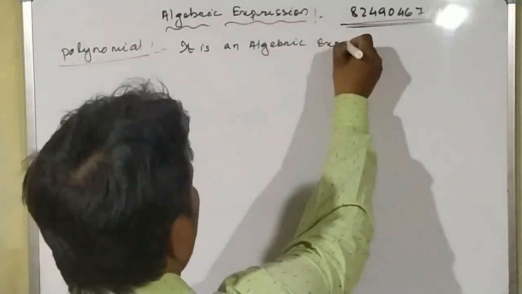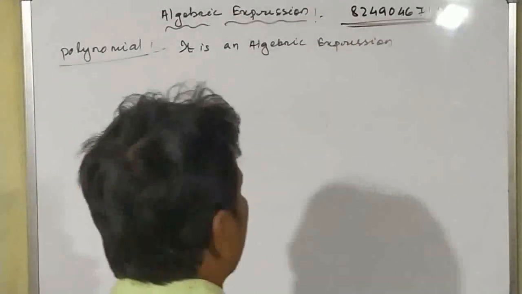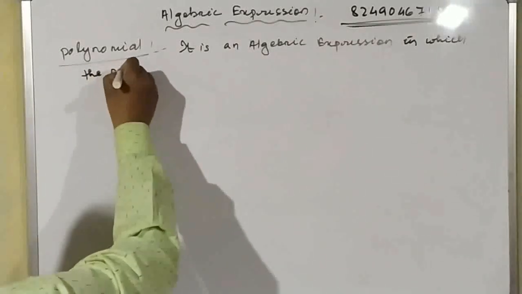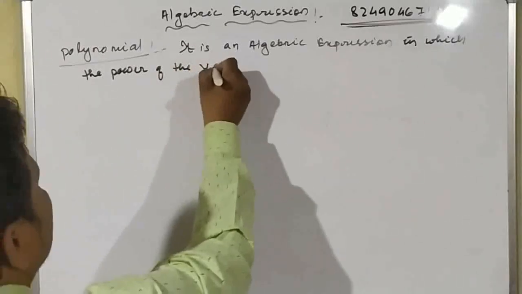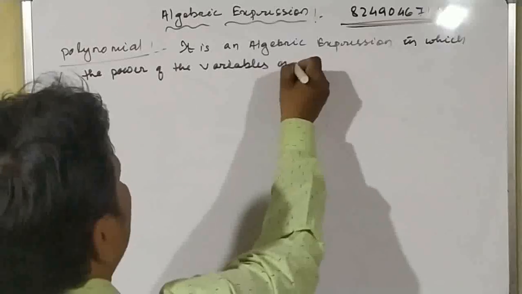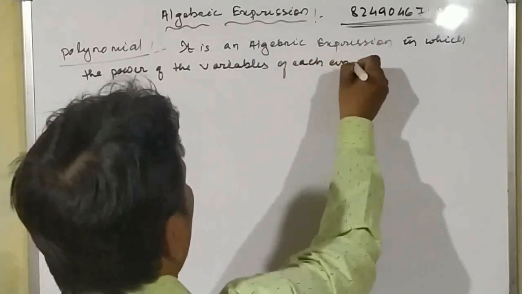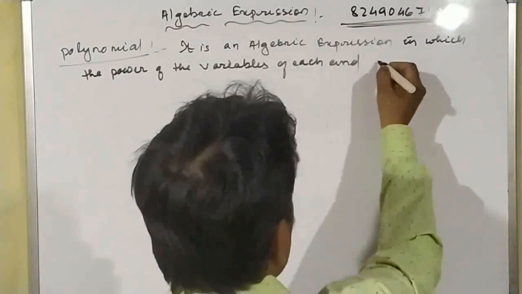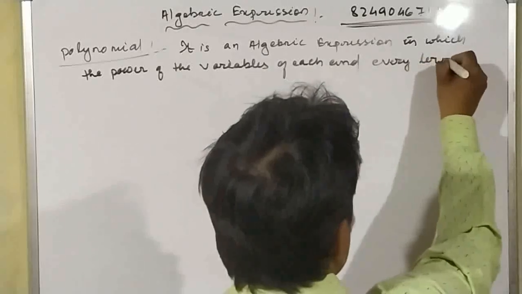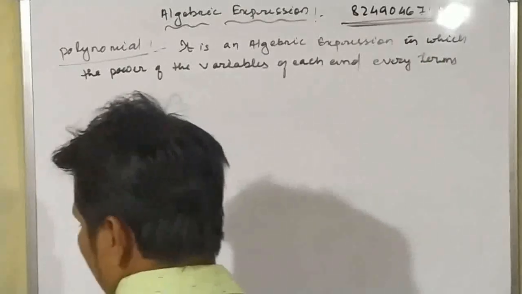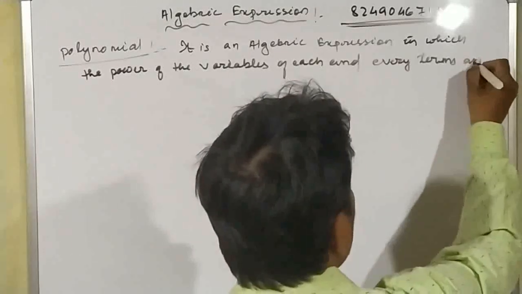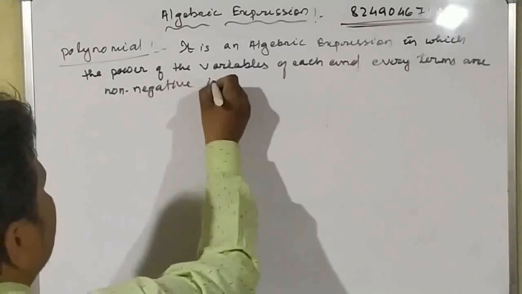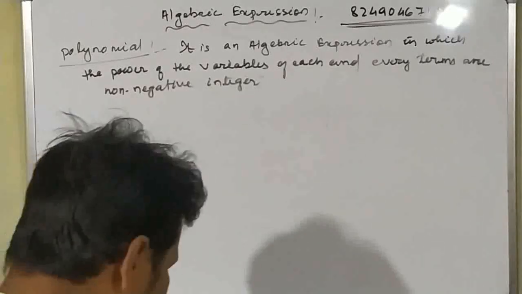in which the power of the variables of each and every term are non-negative integers. So what is the meaning of non-negative integers?